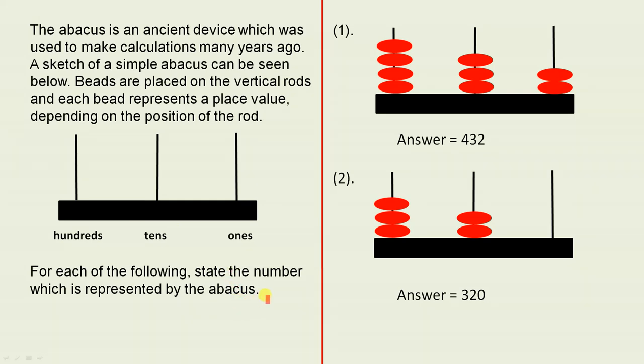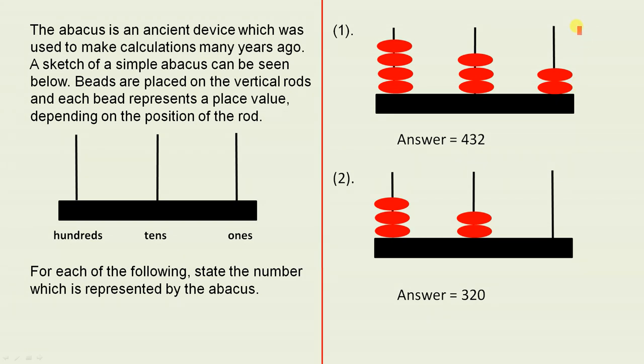So let's see how we use the abacus. For each of the following, state the number which is represented by the abacus. Number 1. We have 4 beads on this rod, 3 beads on this rod, and 2 beads on this rod.